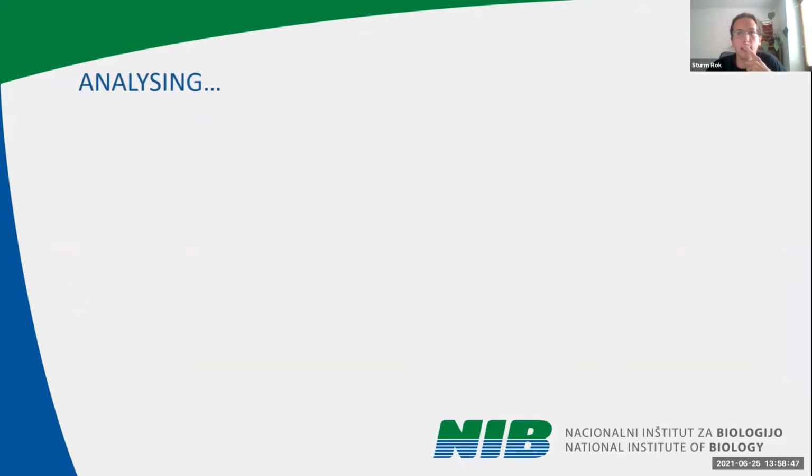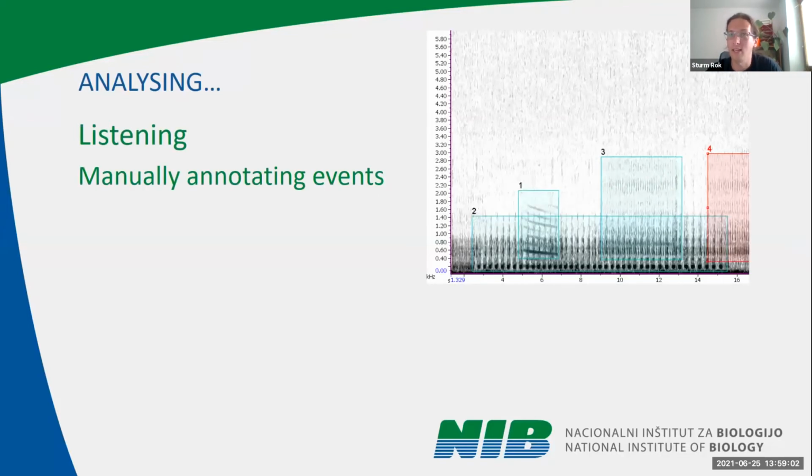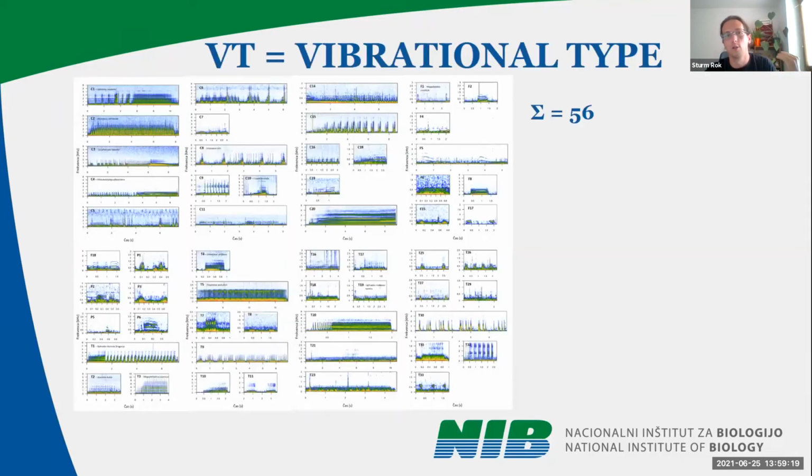So yeah, after recordings were done, the analyses came, and they were long because we chose the previously mentioned bottom-up approach. So we listen to every recording, we manually annotate events. For this, we have to say that we didn't know what we are annotating, because there is no library to go and check what signals we have. So we decided to use the term vibrational type.